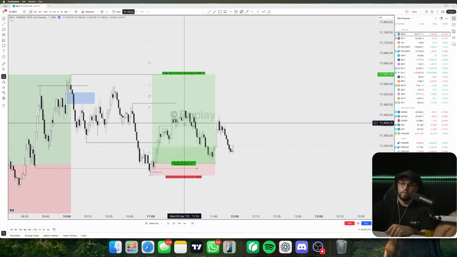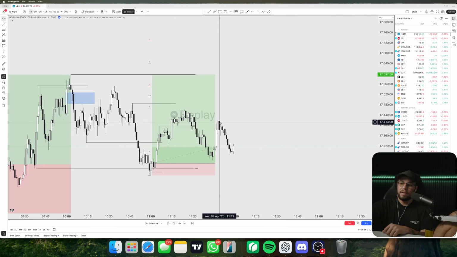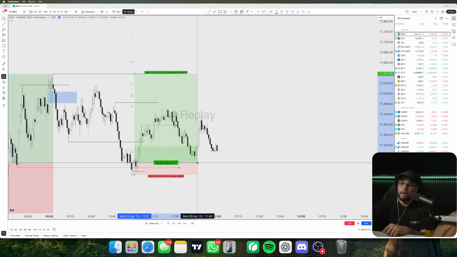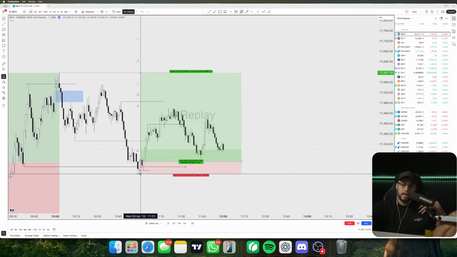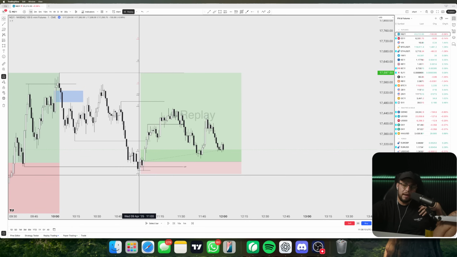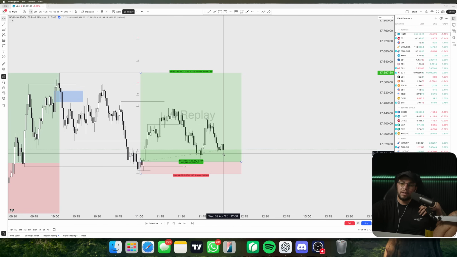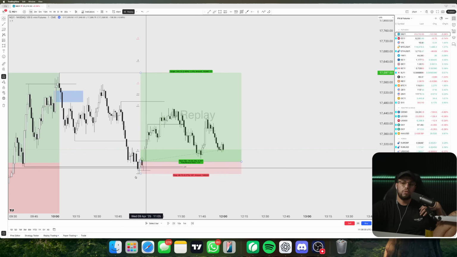I'm actually skipping a bit far ahead. This is 11. This is now 12, right? Yeah, 12 right here. So now, this is the logic how I personally trade these. We entered on 11. This is the 11 o'clock candle, but the 11 o'clock candle creates the swing.